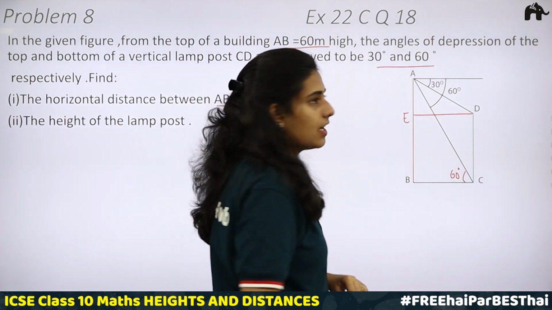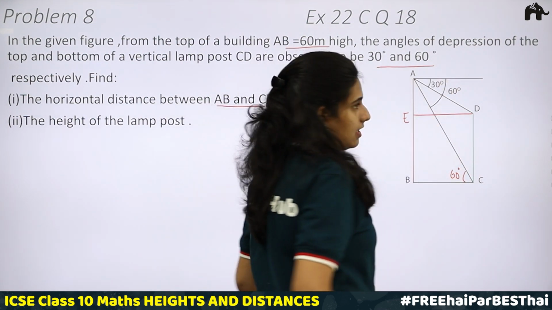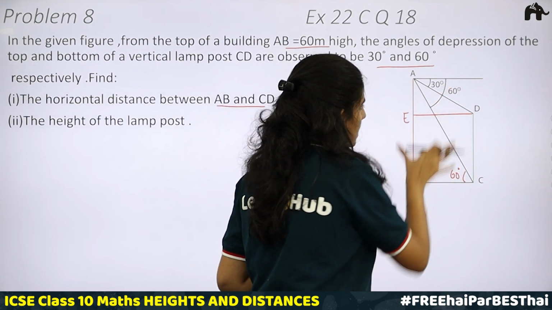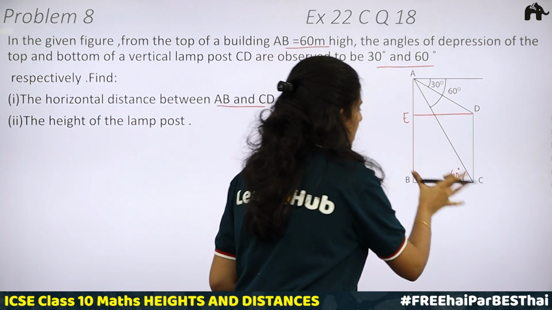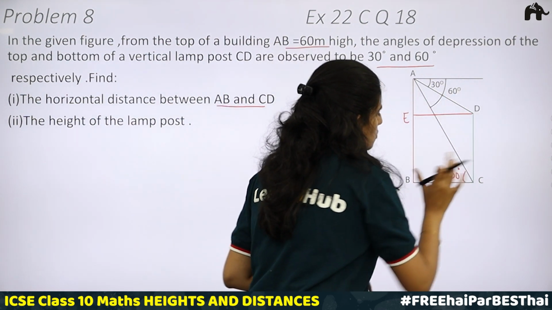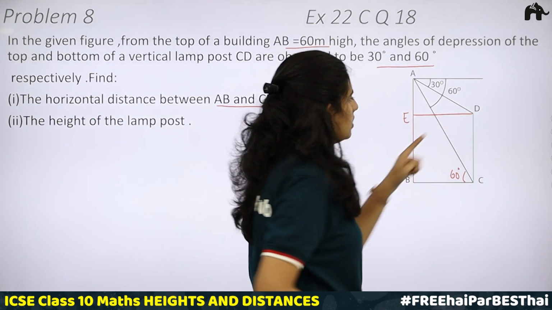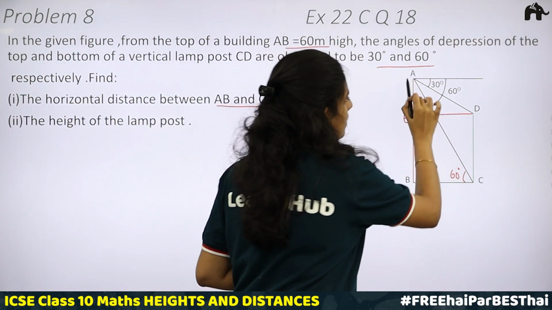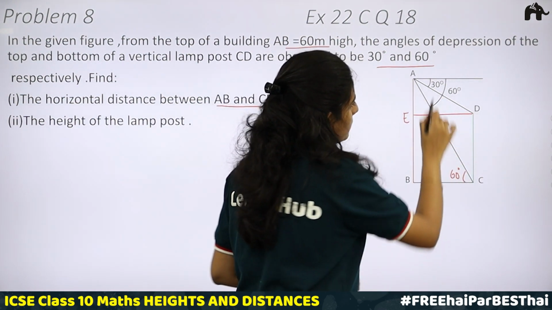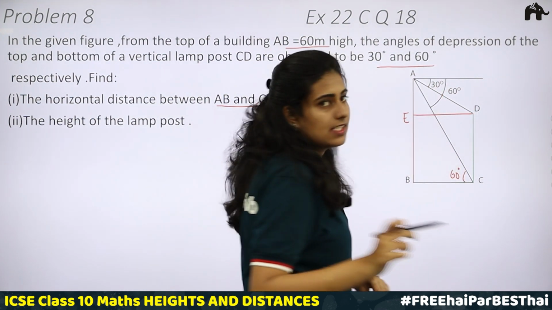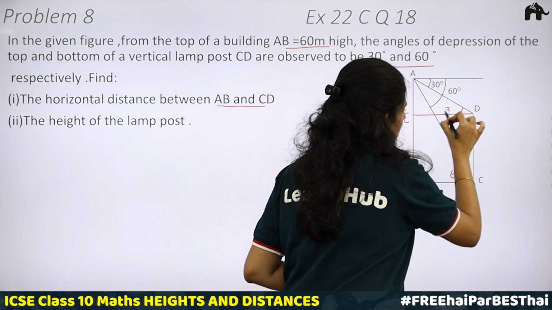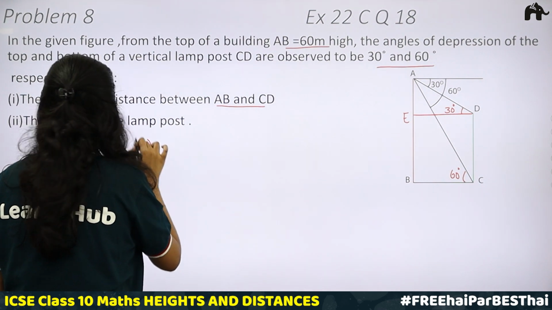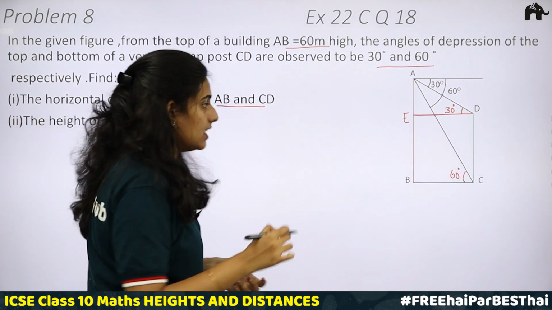Now this horizontal line will be parallel to ED. Why? Because we have drawn ED such that ED is parallel to BC. If ED is parallel to BC and the horizontal line is parallel to BC, then the horizontal line will be parallel to ED as well. We consider this line a transversal then. For this set of parallel lines, we have a transversal. Here the angle is 30 degree. Therefore, this angle will also be equal to 30 degree. So, the first part we have to find is the horizontal distance between AB and CD, that is BC.